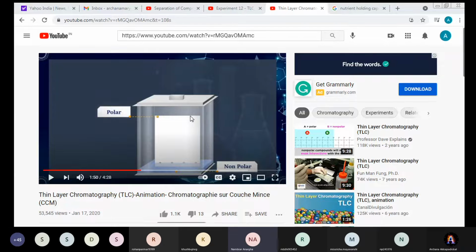At 1 centimeter distance from where the TLC plate ends, we have to again draw a straight line, so that when the solvent reaches that line we will have an idea that yes, our run has been completed. We have to run only till there.